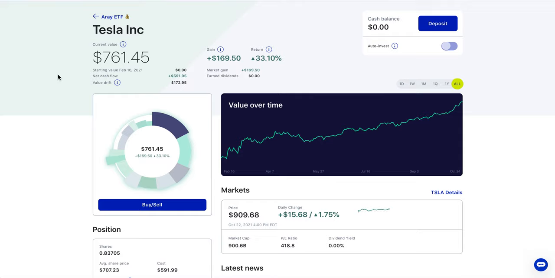I'd love to have so much more Tesla. I wouldn't have this many shares. I would have maybe half a share if I wasn't buying the dip. You know what I'm saying? So it's very important to be able to buy the dip.